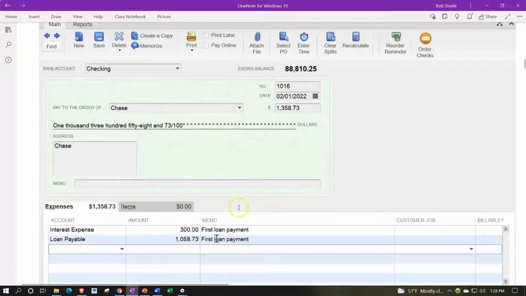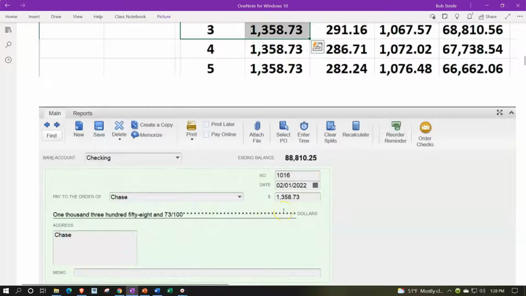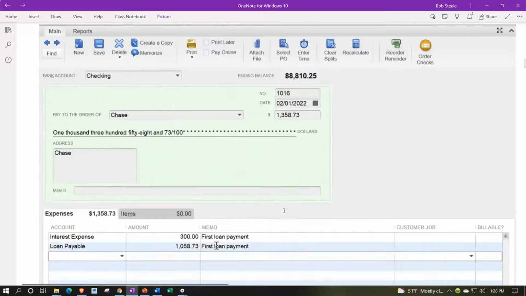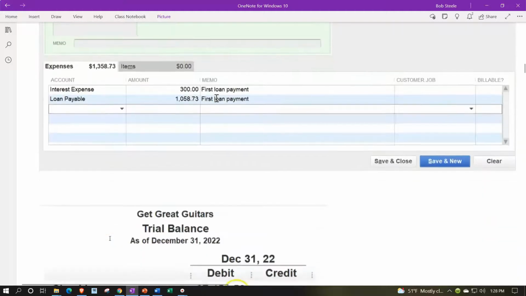So here's our check form. If we go down below, we've got the interest is $300, the loan payable is $1,058.73. That then means the checking account's going to go down by the $1,358.73. So checking account goes down, interest expense, and then the loan payable is going to go down.